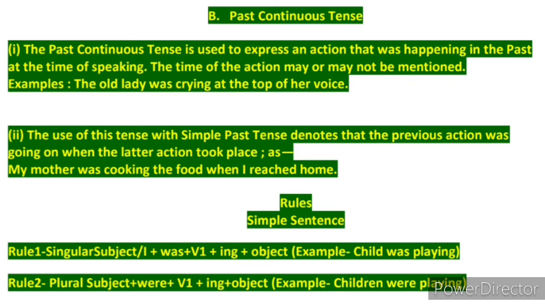First, the rules for the simple sentence. If a singular subject or I is there, I is specially treated. I have told you that I is specially treated. Sometimes it is referred to as singular, sometimes as plural, and sometimes it gets special treatment, like I in the present continuous tense, am is there, for example I am teaching. So rule 1: singular subject or I plus was plus v1 plus ing plus object. For example, child was playing. Second rule, plural subject plus were plus v1 plus ing plus object. For example, children were playing.